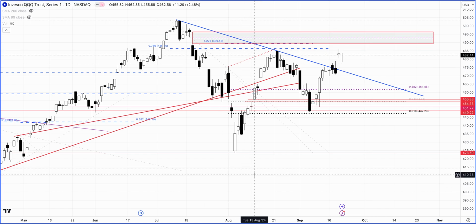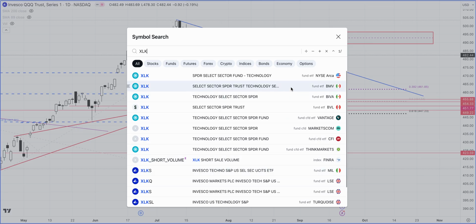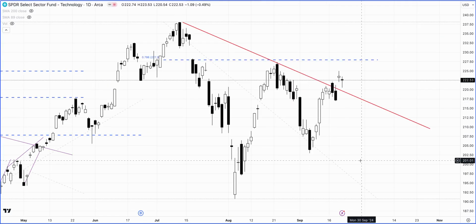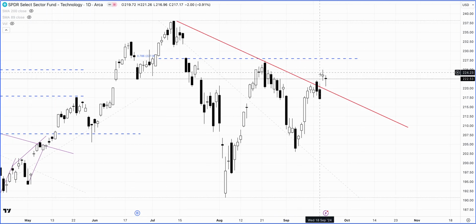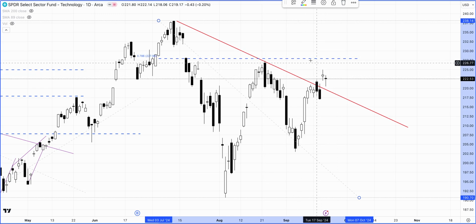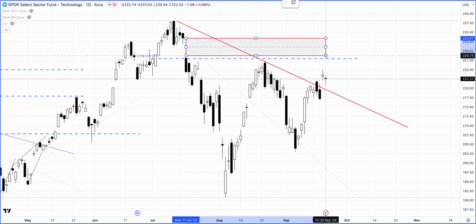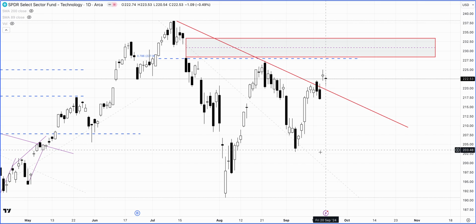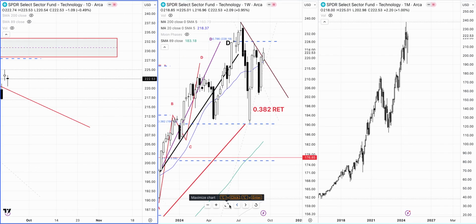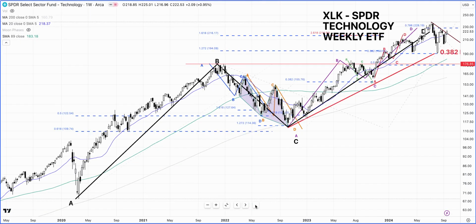And then if we go back and take a look at the XLK, which is the Select Sector SPDR Technology Fund, a similar kind of pattern formation. This trend line, it broke to the upside, now it's coming for a retest. One possibility is that it can pull back a little bit further, test this one here again, but the key part is that it's still being held by the 78.6% retracement. The gap formation that I'm talking about is right here. It's also visible on the XLK daily chart, and then on the weekly chart, here we go.